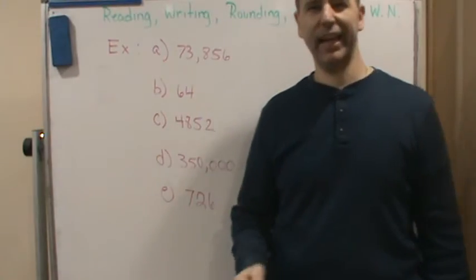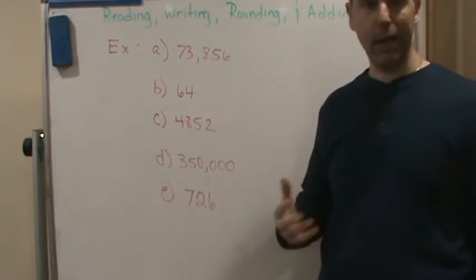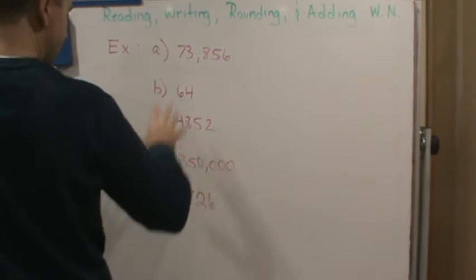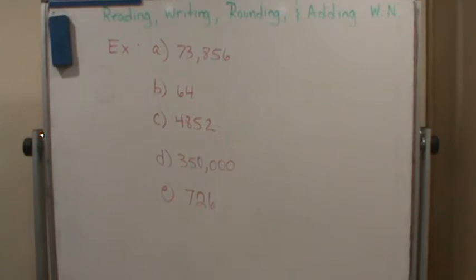Okay, so welcome back, and today we're going to do some examples of rounding. So we're going to take each one of these numbers and we're going to round it to a particular place value. So the first one, we're going to round to the nearest thousand.